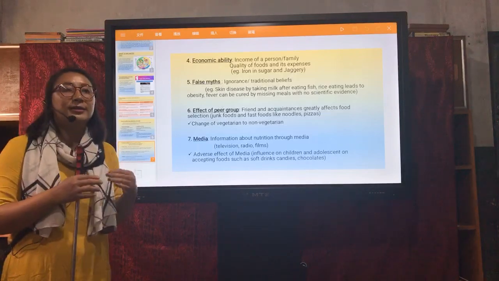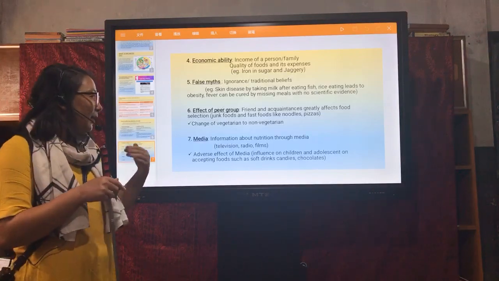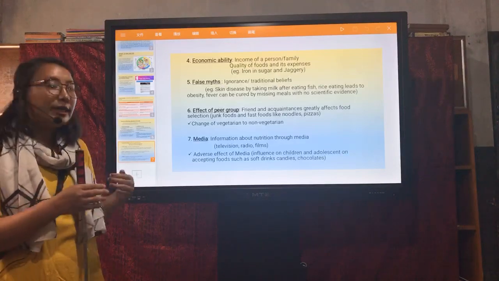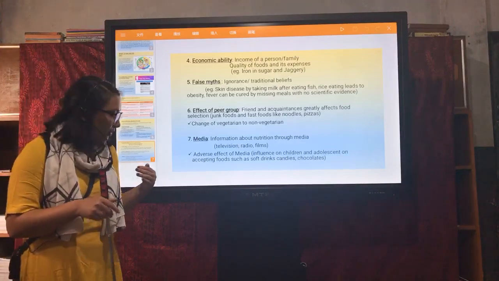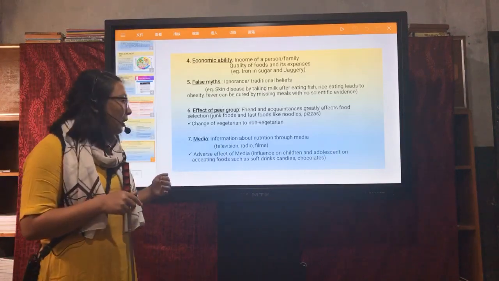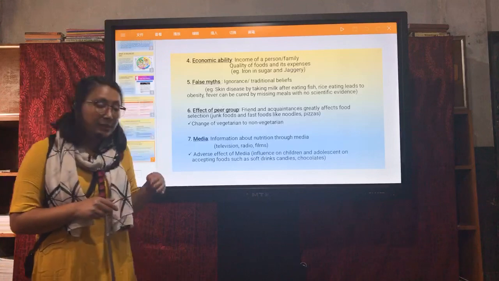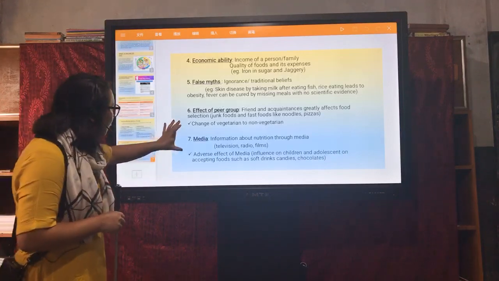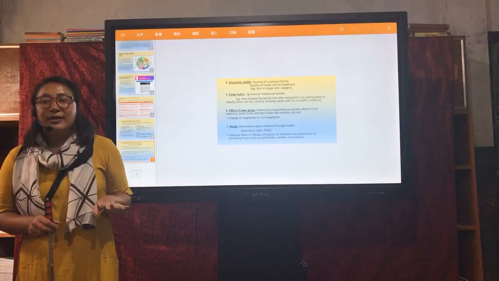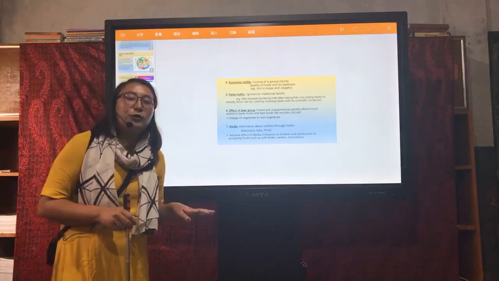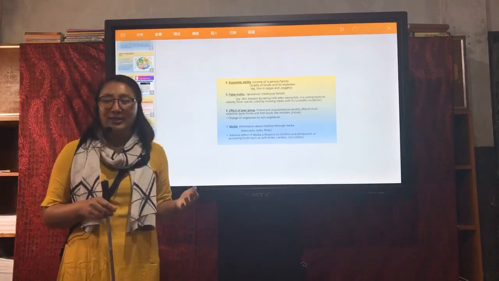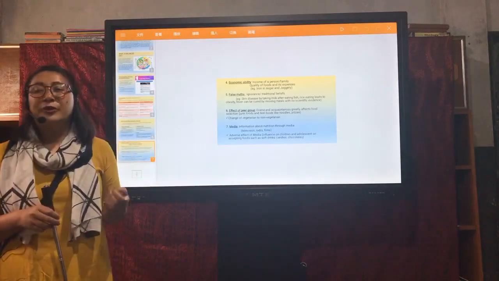So we need to make a decision about the nutritional information that has been translated through social media. Only then will we be leading a very healthy lifestyle, and then our nutritional status will be met. So with all these, during this COVID-19 lockdown, we should also focus on what foods we need to eat. Not only that, we should also focus on studying. We should also focus on doing physical activity.